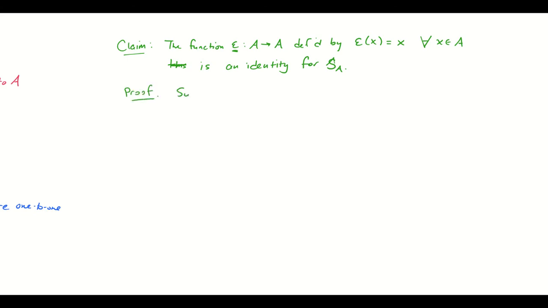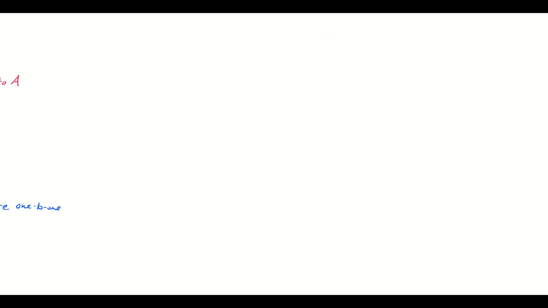All right, well, suppose alpha is in S sub A. That is, alpha is a bijection from A to A. So we want to show that epsilon compose alpha equals alpha, and also we want to show that alpha compose epsilon is alpha. We need to show both of those things are true. All right, so we're just going to do that.